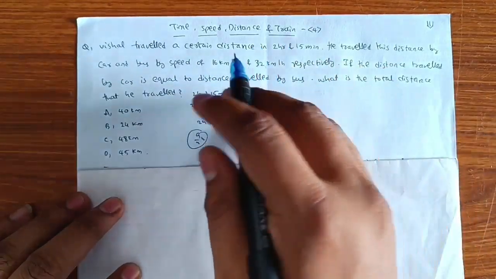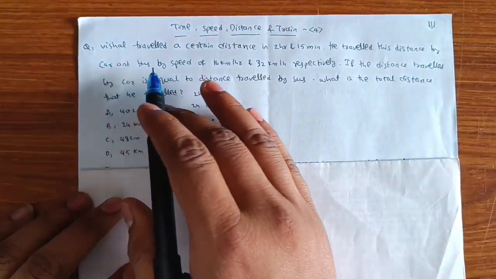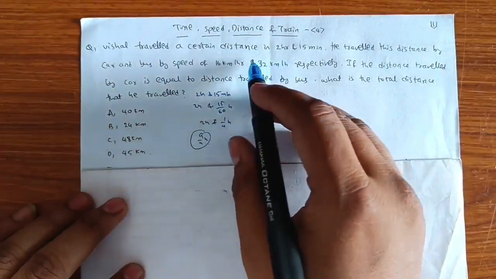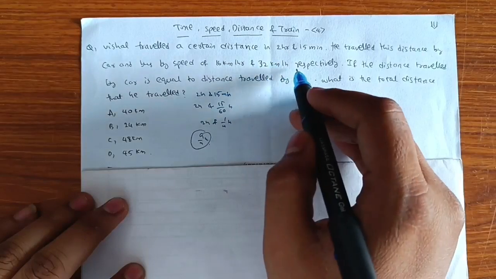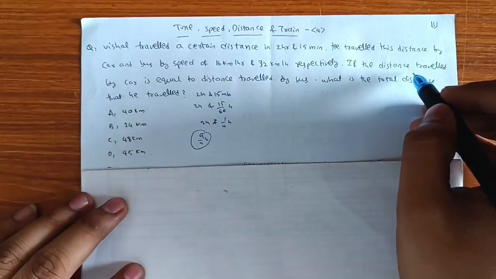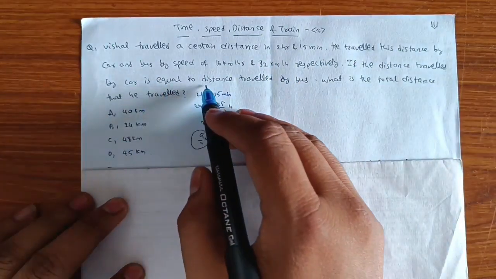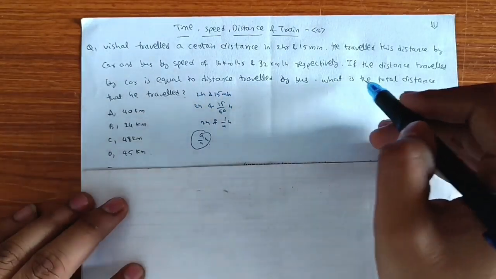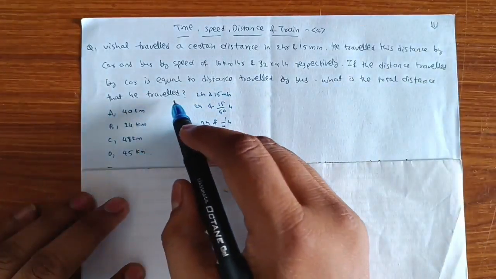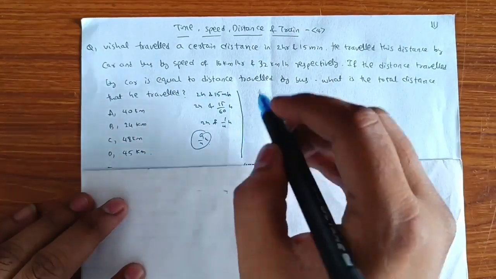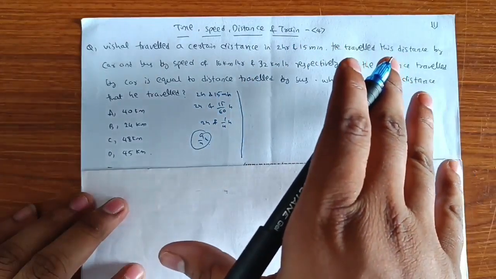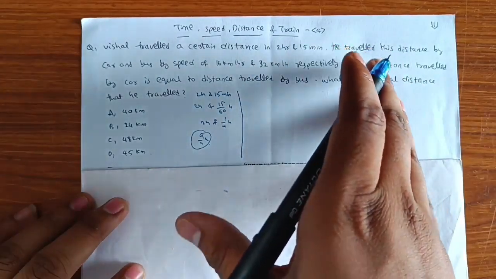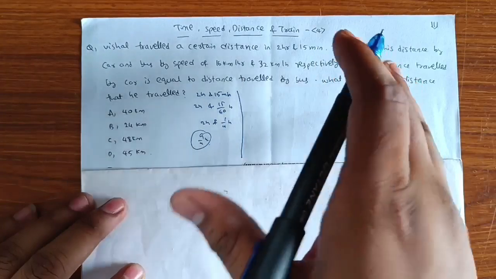So he is traveling this distance by the car and the bus with the speeds of 16 km per hour and 32 km per hour. If the distance traveled by the car is equal to the distance traveled by the bus, what is the total distance that he traveled? We have discussed many methods to solve such questions, so use any one of them.